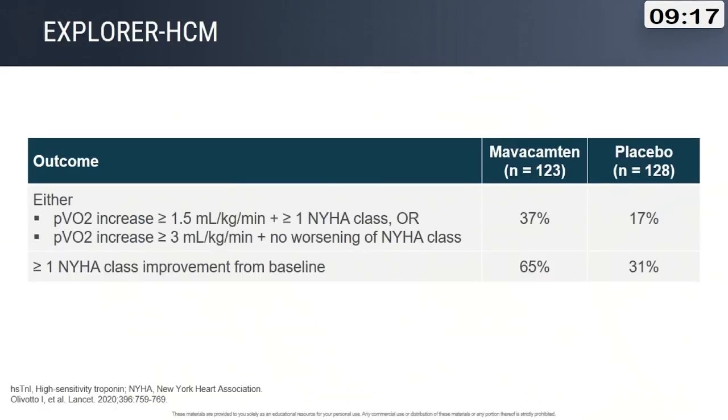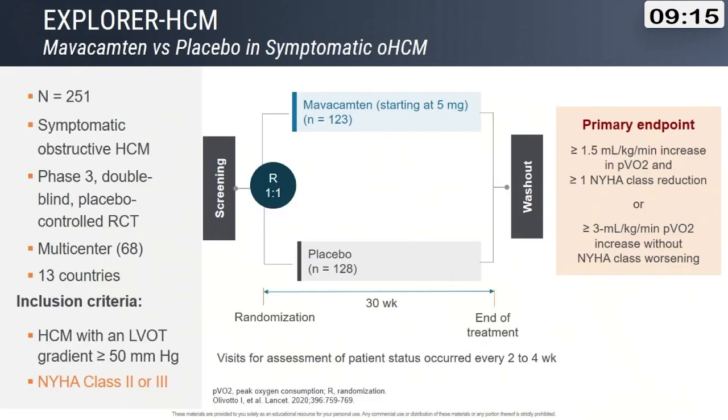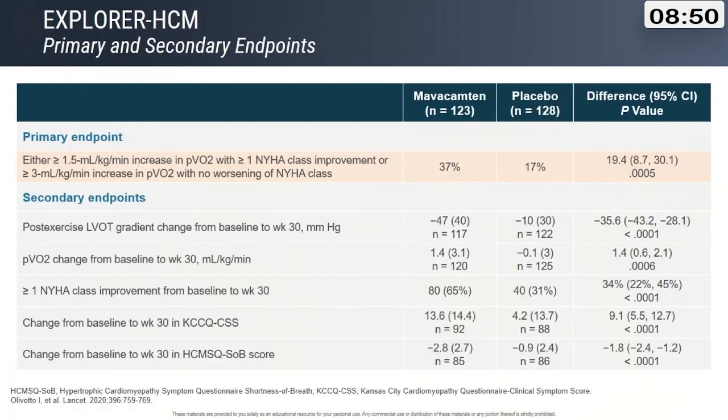EXPLORER-HCM was the first phase 3 double-blind placebo-controlled study performed on mavacamten. It was multi-center, with 68 centers from 13 different countries. Symptomatic obstructive HCM patients were included, and 50% of the population received mavacamten versus placebo. The primary endpoint was objective improvement in VO2 max with or without improvement in NYHA class.